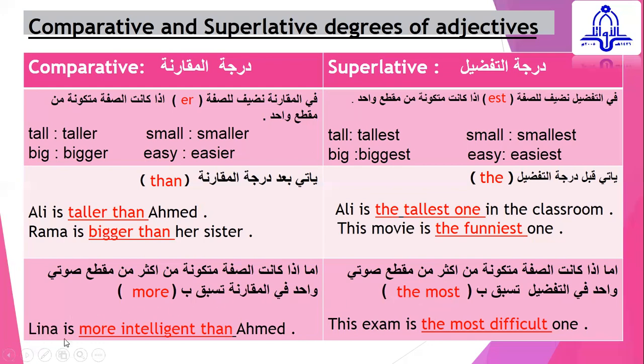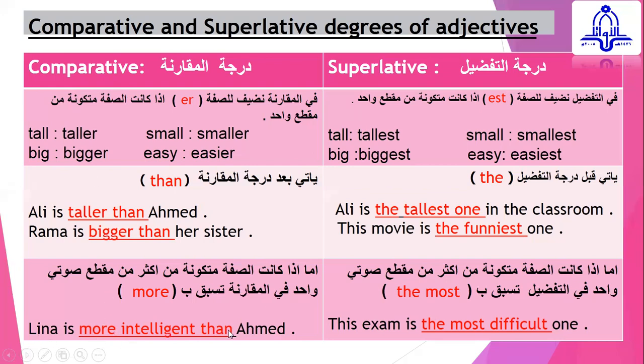لاحظ Lina is more intelligent than Ahmed. If you see here more intelligent أكثر ذكاء. If you see intelligent is an adjective. Intelligent it contains more than one vowel letter. تحتوي على أكثر من حرف علة. حرف ال I, حرف ال E, حرف ال I, حرف ال E. 4 vowel letters, so 4 syllable sounds. إذا 4 مقاطع صوتية. فعند تحويلها إلى comparative يجب أن تسبق بكلمة more.